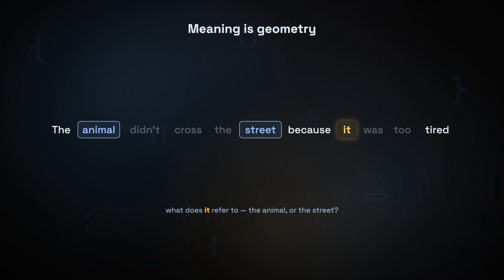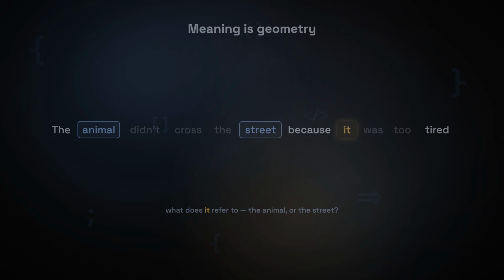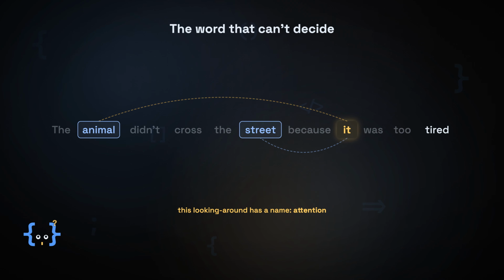If those vectors could somehow read a whole sentence and let the words talk to each other, a machine could actually understand it. So here is a sentence. The animal didn't cross the street because it was too tired. Quick, what does it refer to? The animal or the street? You knew instantly. The animal, obviously, because streets don't get tired.